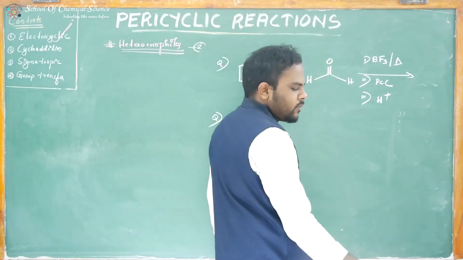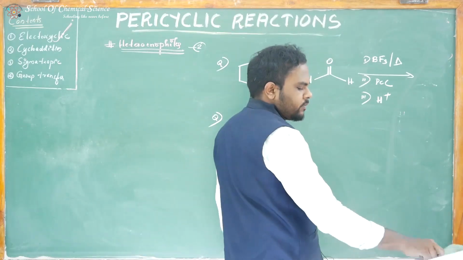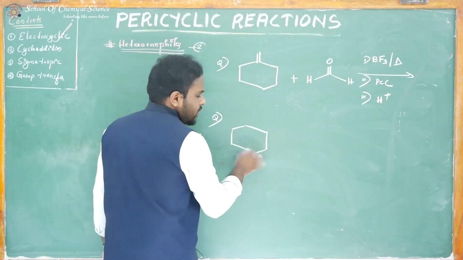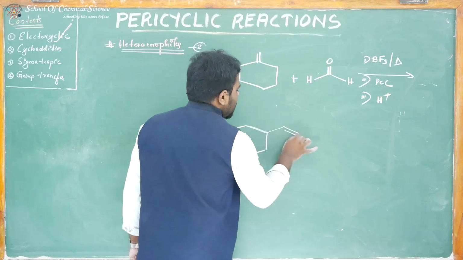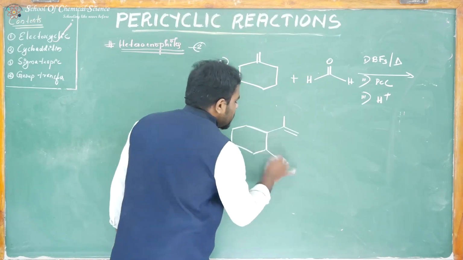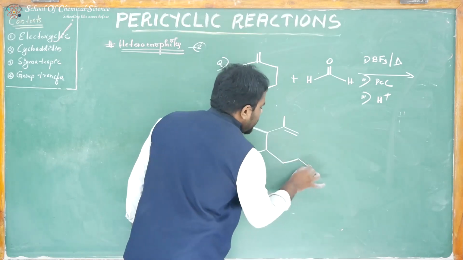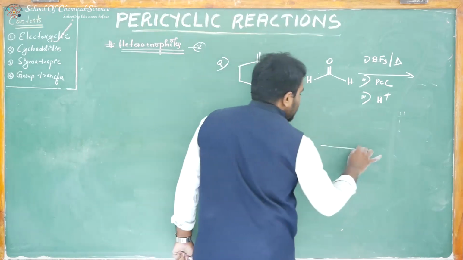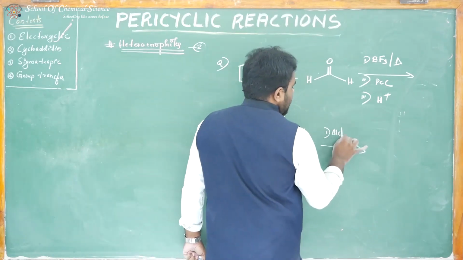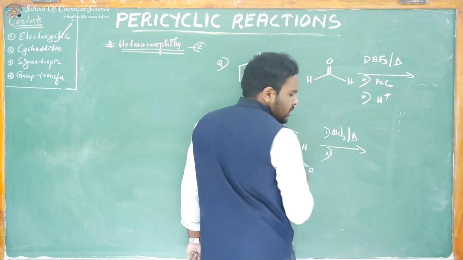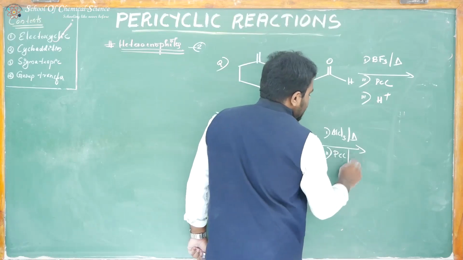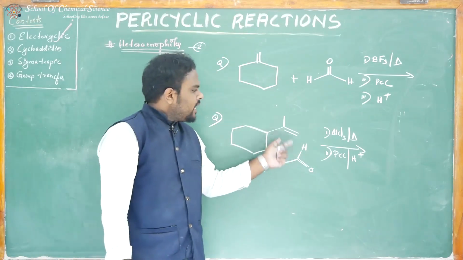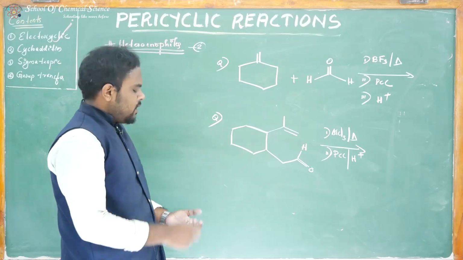Next question, please write one more question. A 6-membered ring. Here an allylic carbon is present. C double bond to OH. So intramolecular reaction. First step, AlCl3 under thermal condition. Second step, PCC and H+. Extra H+ is also given. So here carbonyl compound and the allylic system is given in the same molecule.